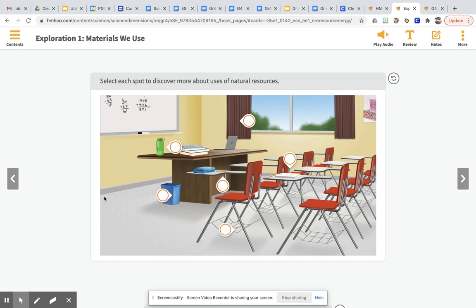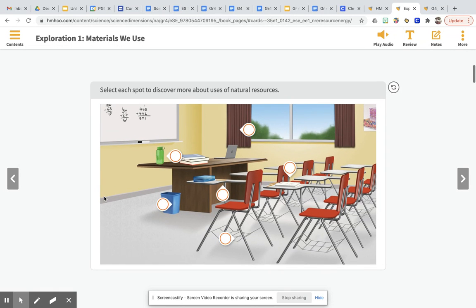And so what I want you to do right now is pause the video and discuss the natural resources that may be in play in our classroom. Each of these items are items that we've all seen before. What natural resources do you think are used in order to develop each of these items?